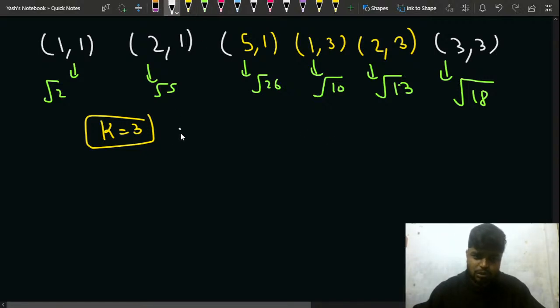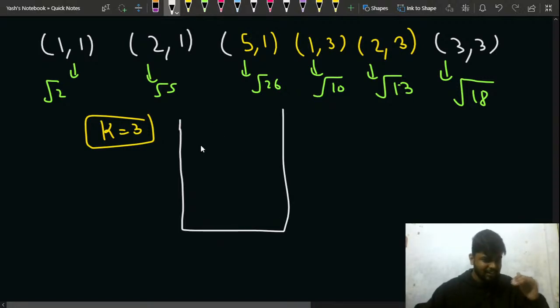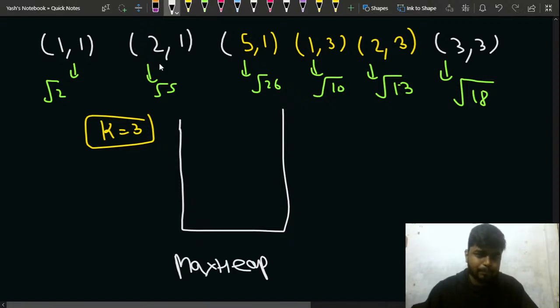So that is 3. So what I'll do is I'll declare a priority queue, and in that priority queue I'll insert, every time I'll insert, notice that this is a max heap. This priority queue is denoting a max heap. Let me write it here again. So this is declaring a max heap, so this will be denoting a max heap.